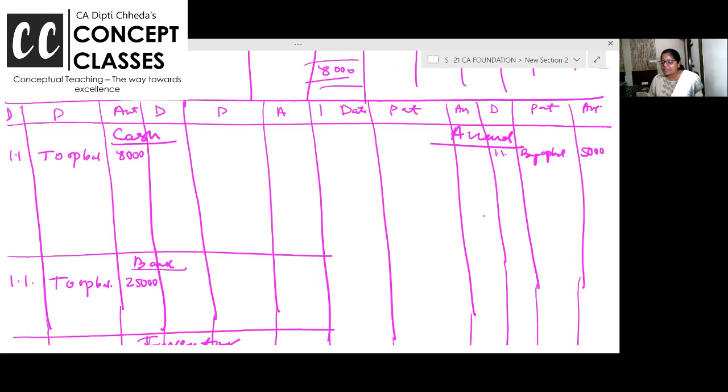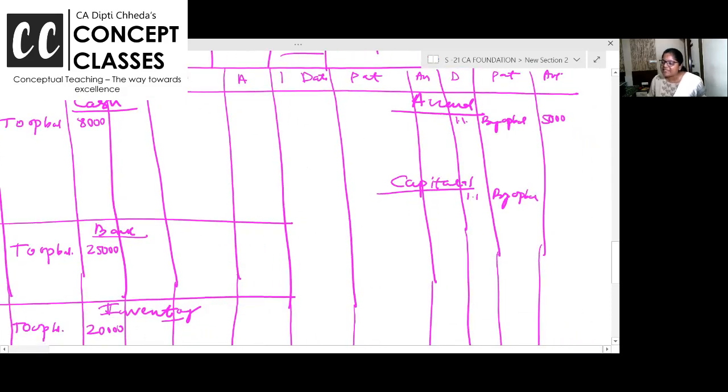Opening balance 5,000 ho gaya. Then we will prepare another ledger, and that ledger is capital account. So capital account will also have on 1st January. I'm going very slow. Anyone facing any problem in writing, say. Capital account, credit side, 55,000. Okay.